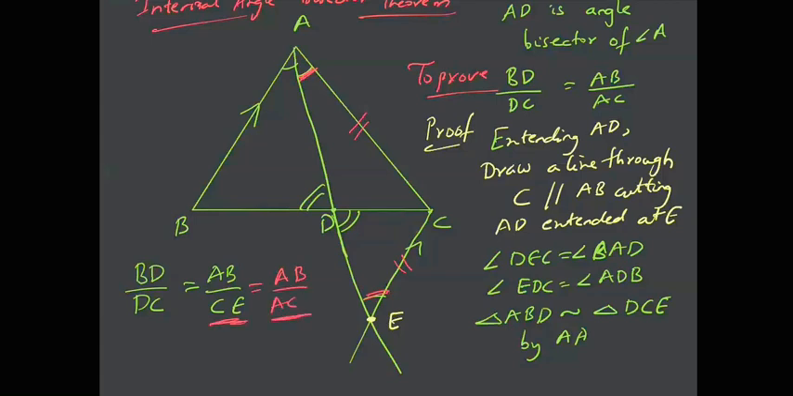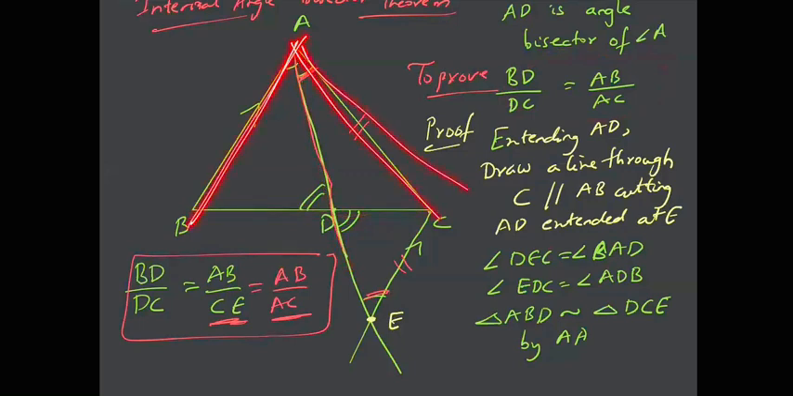So what we have done here is that we have proved that BD over DC is equal to AB over AC. So in any triangle ABC, the internal angle bisector will divide the opposite side in the ratio of the lengths of the adjacent sides. That is, BD over DC would be equal to AB over AC.